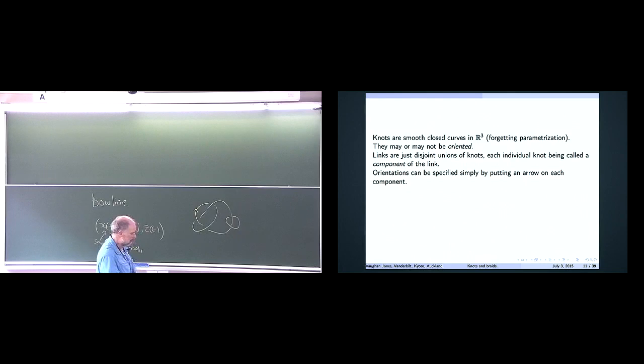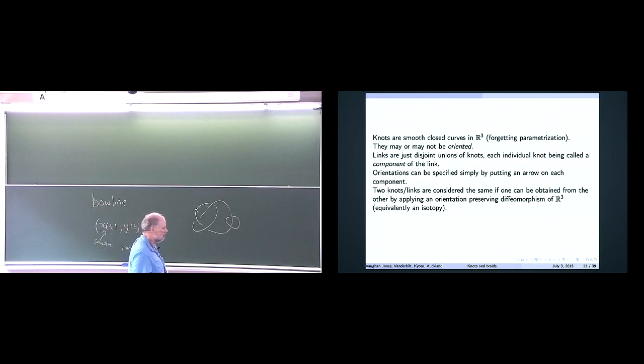Now comes the important mathematical question and concept, which is: what do we mean in mathematics when we say that two knots are the same or equivalent? Well, the technical term is that one can be obtained from the other by applying an orientation-preserving diffeomorphism of R3. Maybe that's a slightly advanced term, but it's just a function of three variables from R3 to itself, which is smooth, everything inside is infinitely differentiable, and it has an inverse, and the inverse is also a diffeomorphism.